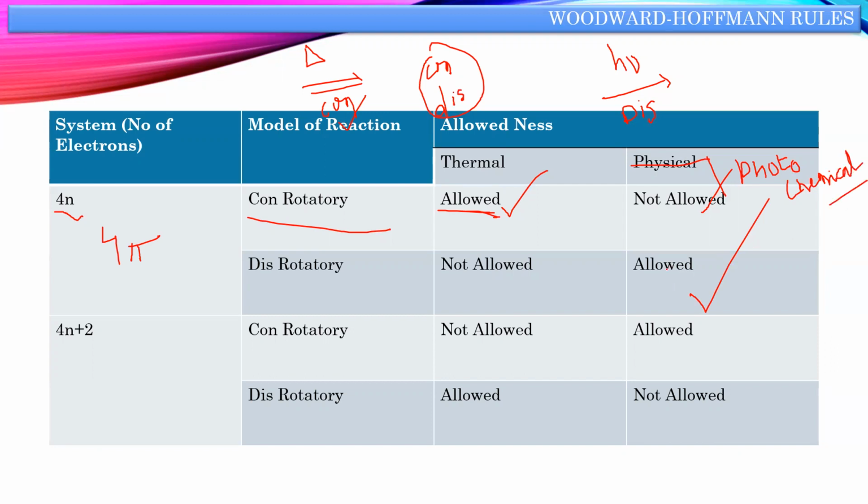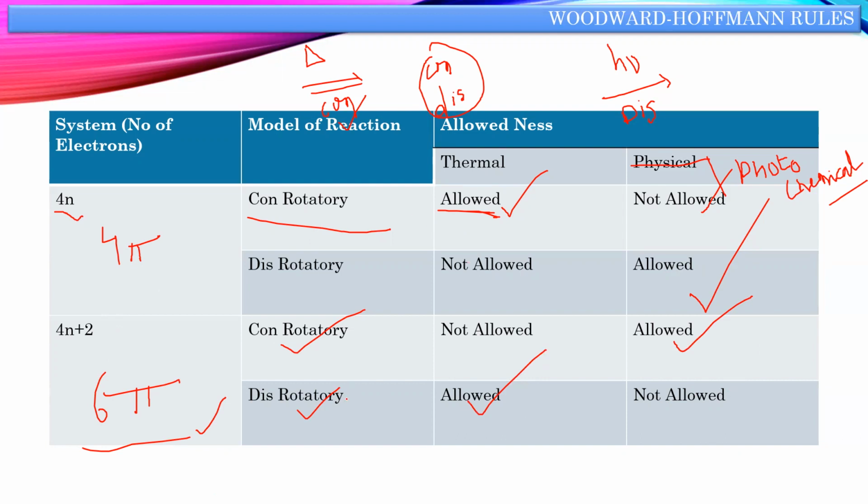Photochemical. In the case of a 4 pi system, conrotatory is allowed under thermal conditions. In the case of disrotatory, photochemical conditions are allowed. In the case of 6 pi or higher, 6 pi is enough, conrotatory is allowed only under photochemical conditions. Disrotatory is allowed only under thermal conditions.